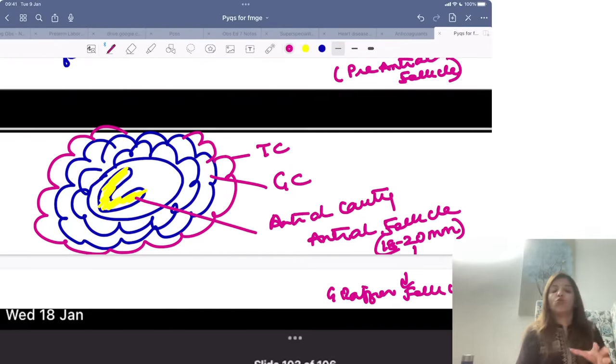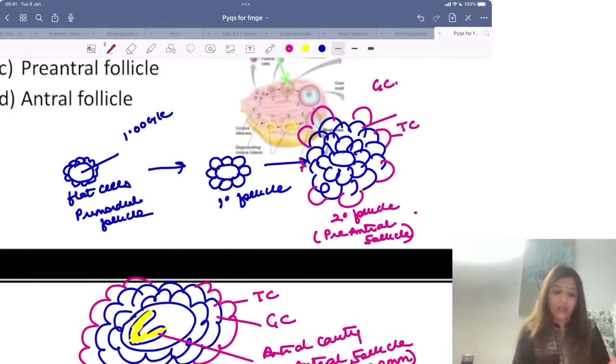So just before ovulation, the antral follicle will become 18 to 20 millimeters in size and it will be called the Graafian follicle. So we start from the primordial follicle. In the primordial follicle there is a primary oocyte which is surrounded by a single layer of cells which are flat. Then a primary follicle, in which these cells become cuboidal.